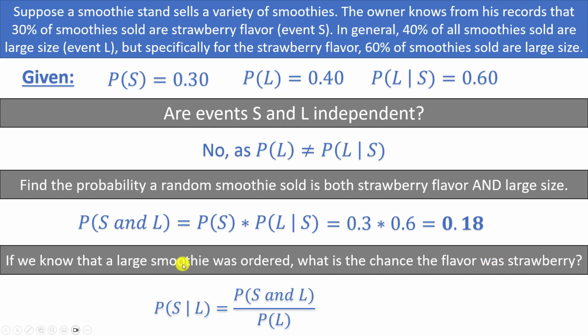So the chance that we have a strawberry smoothie, given that it is large, is equal to, well, change the given to an and, so that's S and L, and always divide by the second one, which in this case is L. So just plug in the numbers. 0.18 from our previous question divided by 0.4, which was the probability of L, and we get 0.45. If we know that a large smoothie was ordered, the chance that it's strawberry is 45%.